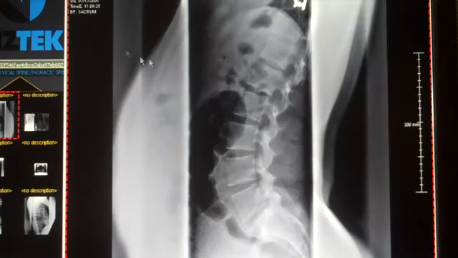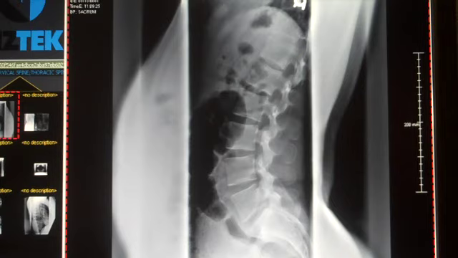I'm going to flip this so that I have the right marker on my right side, but it really doesn't matter for a lateral view, whether it's thoracic or lumbar or cervical, but I tend to just put right markers on my right side just because it's one of my habits.